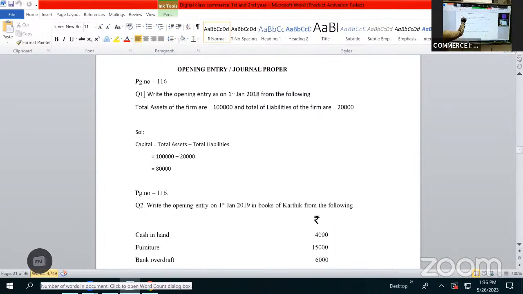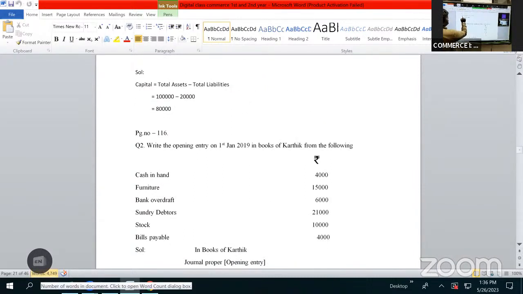Page number 116 from the TSBIE textbook, Telugu Academy publications, page number 116, question number 1. Write the opening entry as on 1st January 2018 from the following. Total assets of the firm are 1 lakh and total liabilities of the firm are 20,000. So we are asked to find capital. So here is the solution. Here is the formula for calculating capital. The formula will be capital equal to total assets minus total liabilities.